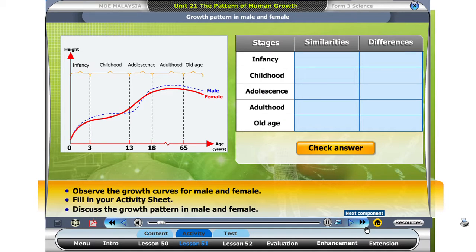Although the growth curve for humans is the same, there is a difference between the growth rates in male and female. Can you tell what the similarities and differences are? Observe the growth curves for male and female in terms of height. Based on the growth curves, fill in your activity sheet. Discuss the growth pattern in males and females with your friends and teacher. Then, click Check Answer.